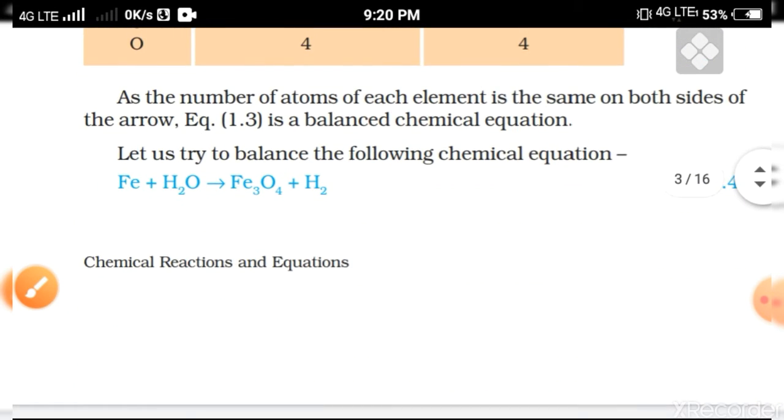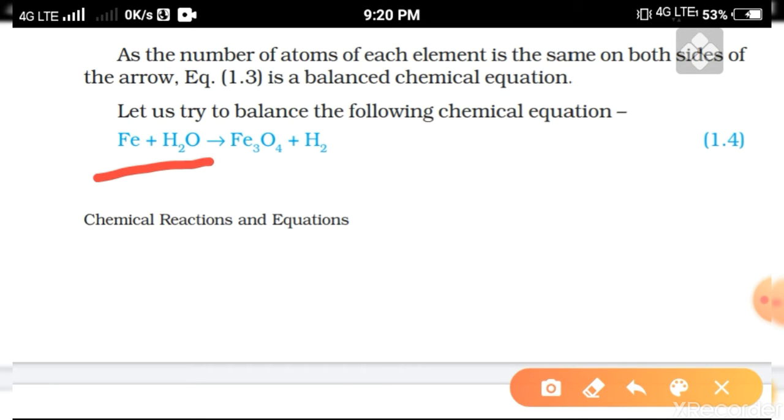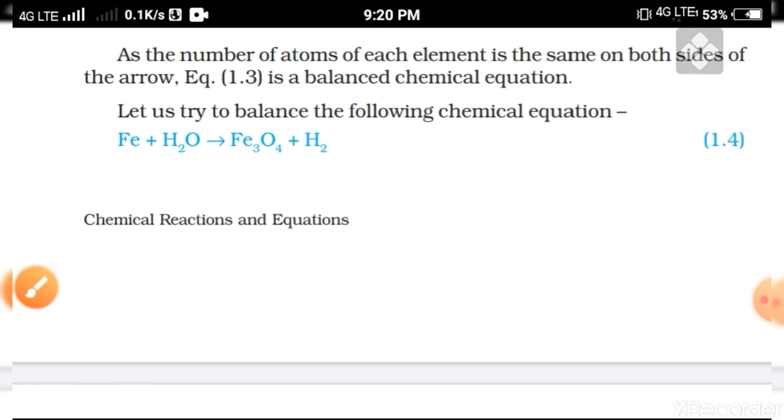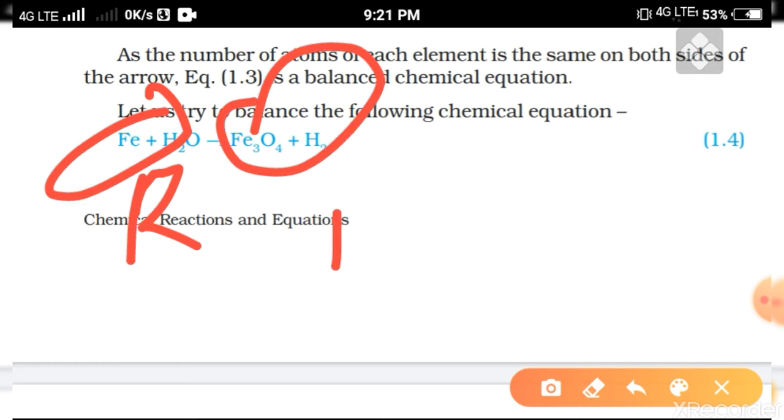How can we balance the equation? Given here, iron reacts with H2O, water, forming Fe3O4 and releasing hydrogen gas. In this equation, what do you observe: is it balanced or not balanced? It is not balanced. How can you say that? You have to observe both sides, reactant and product.